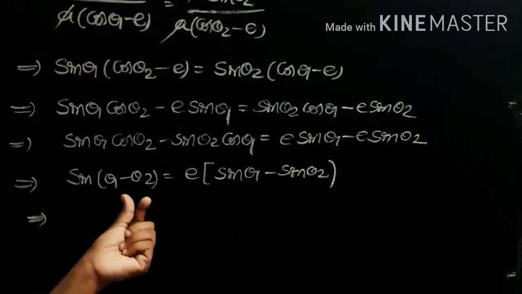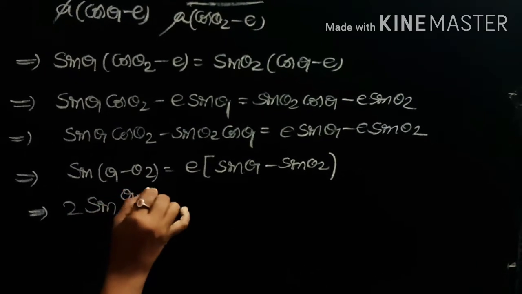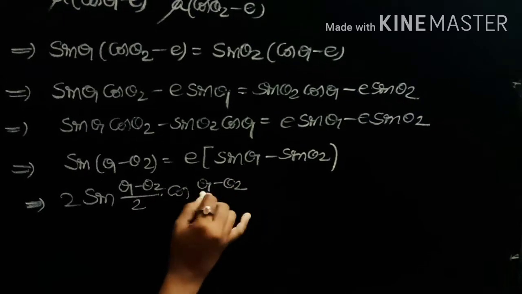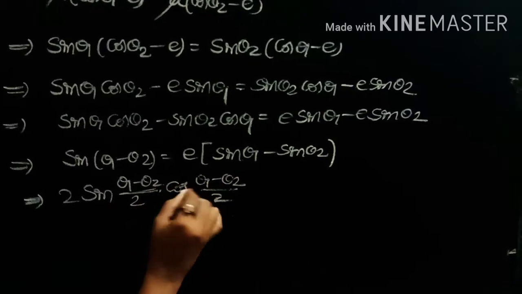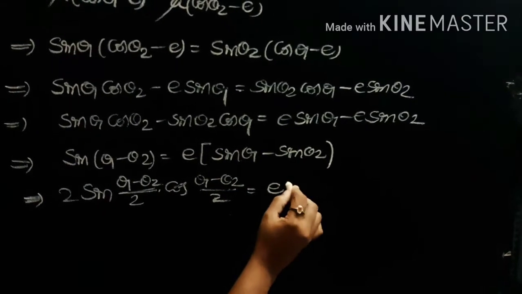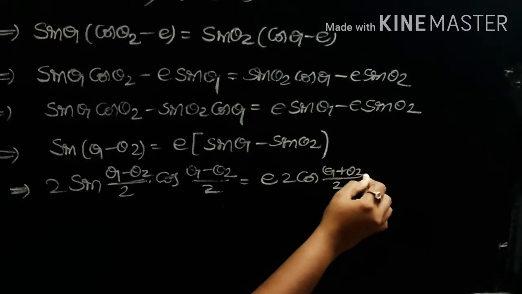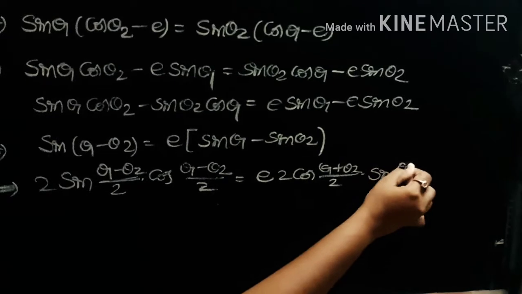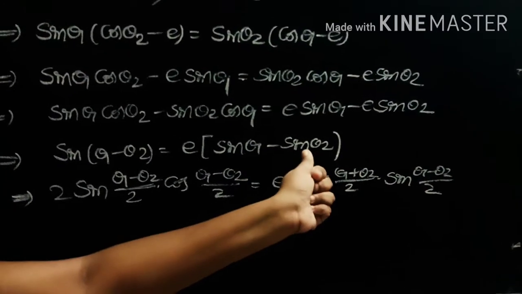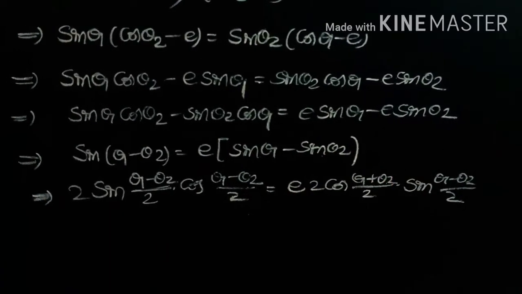Using the sin theta formula, 2 sin theta by 2 cos theta by 2, that is 2 sin of theta 1 minus theta 2 by 2 into cos of theta 1 minus theta 2 by 2, equals e into, now this is the sin c minus sin d formula. Sin c minus sin d is equal to 2 cos of c plus d by 2 sin of c minus d by 2, that is 2 cos of theta 1 plus theta 2 by 2 sin of theta 1 minus theta 2 by 2.